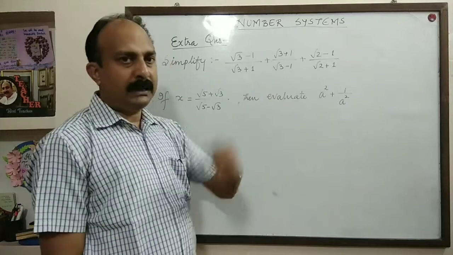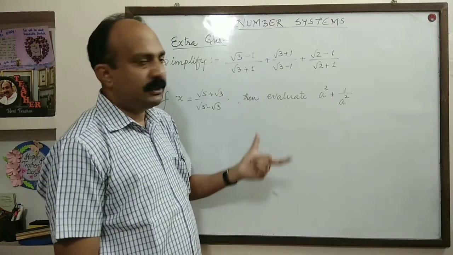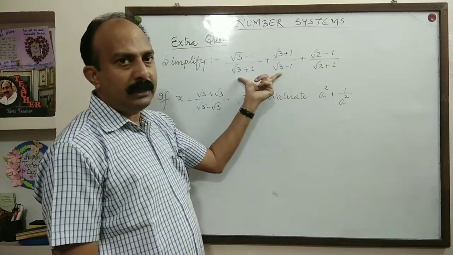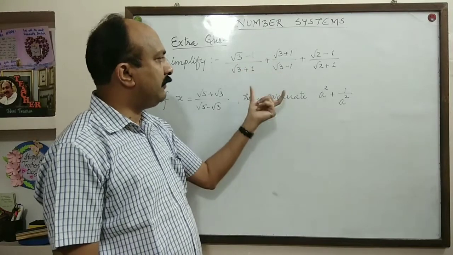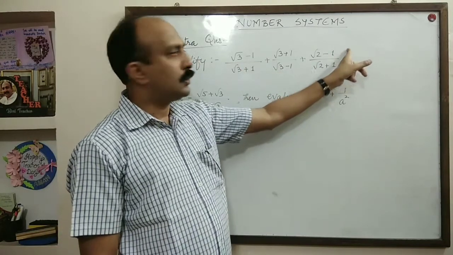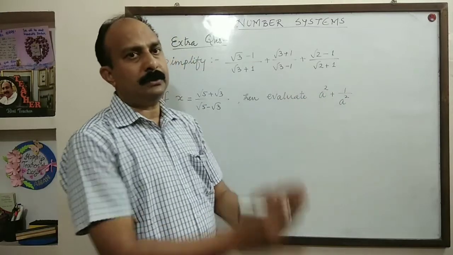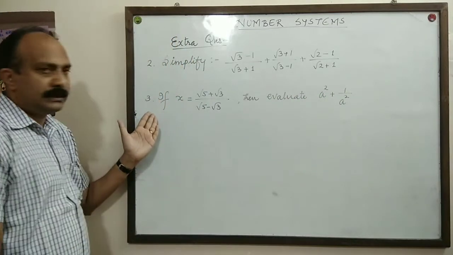Now for your practice, I am leaving it for you. I have explained the method. Take these two terms together, take the LCM and simplify, multiply by the conjugate, then combine together. Now see the next question.